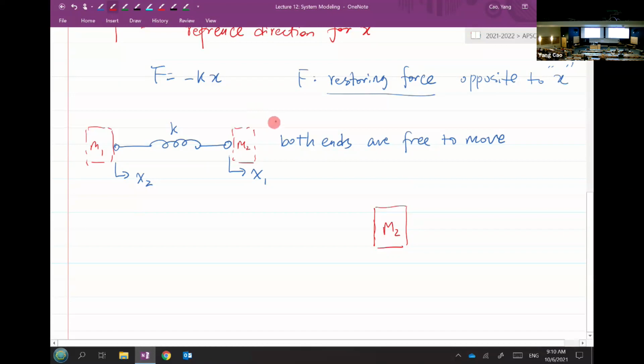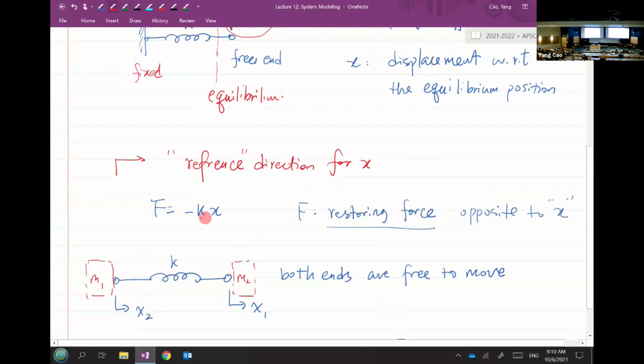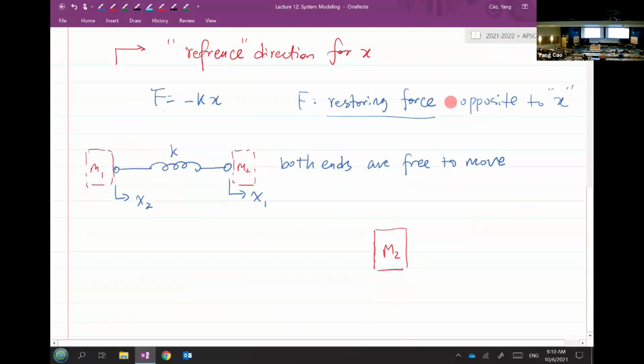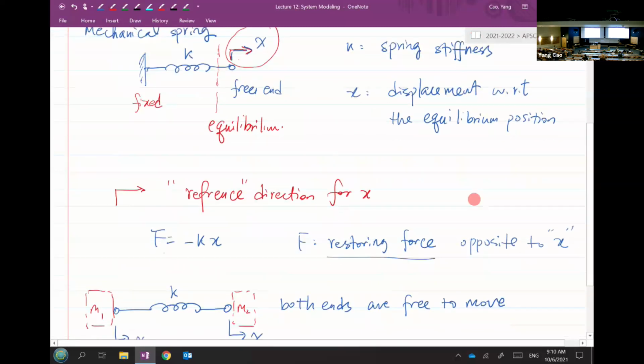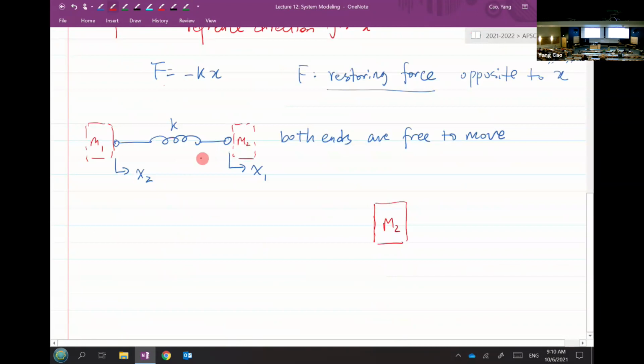There's no external force applied by any user, so the only external force will come from the spring. The question is, how much force is that? Then you go back to Hooke's law, which is right here: F equals negative kx. But this one applies when one end is fixed and one end is free. So for both ends free to move, we are looking at what the restoring force from the spring is when both ends are free.